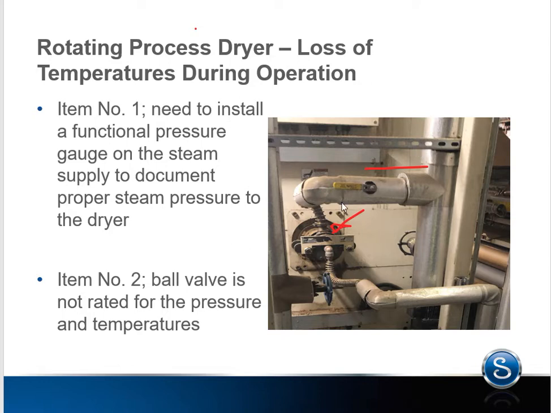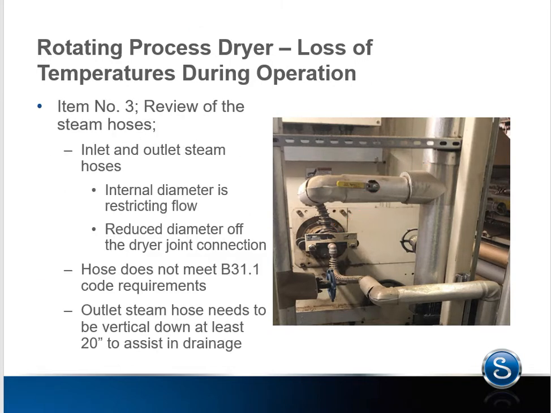The next thing we noticed is that the valves here, which are ball valves, are not rated for the pressure and temperature, which is a code issue. The next thing we looked at in the system was the flex hoses that they are currently using here. The inlet and the outlet connections here are reduced, and we want unrestricted flow of steam to the rotating dryer and unrestricted flow coming out of the dryer.